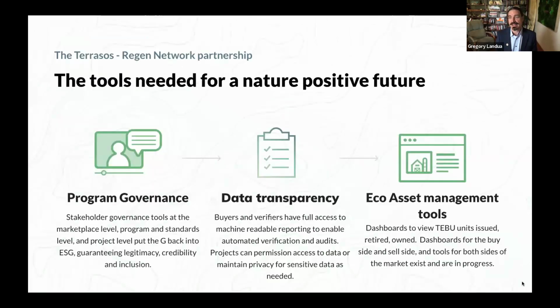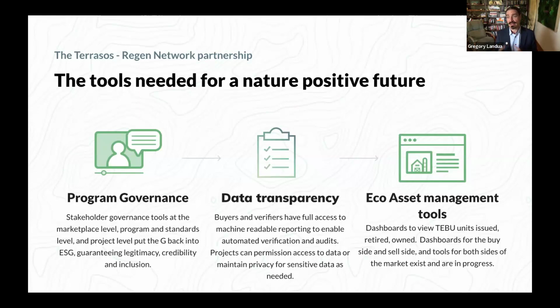So all of this comes together for 3 of the key tools that we've been excited to be co-creating with Terrasos, which help, I think, solidify the relationship and bring Tebu into the market as a best-in-class biodiversity unit. One of those, as we mentioned, is program governance. So tools that can bring together both sides of the marketplace, as well as independent academic institutions and local stakeholders to really co-govern these data standards and hold one another accountable and build trust and transparency.